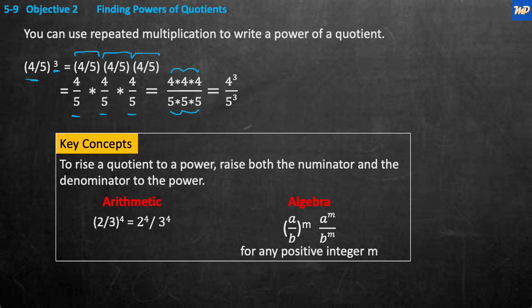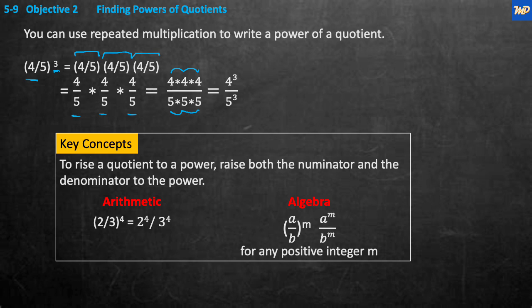And the key concept here is to raise a quotient to a power, you raise both the numerator and the denominator to the power. And that's what we did. Let's look at the algebra. A over b to the m is equal to a to the m over b to the m for any positive integer. M has to be a positive integer.